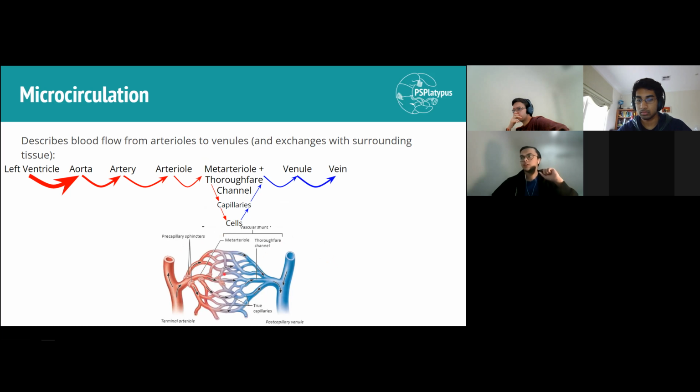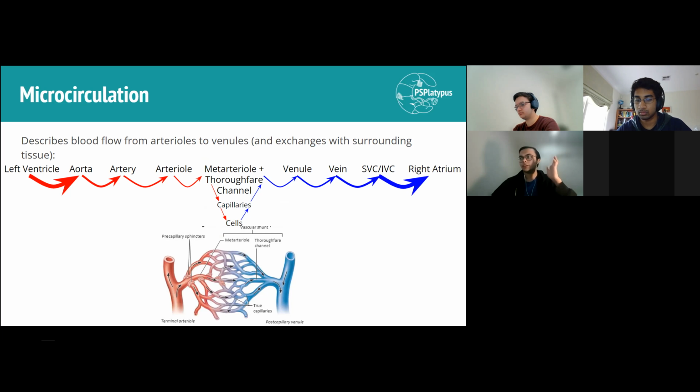But once it reaches the venule, it then goes back into the venous system, so via the veins, the SVC, IVC, and then ends up back at the right atrium of the heart, where it'll go back into the lungs and get oxygenated again. But that's already something you've covered with the previous sections.